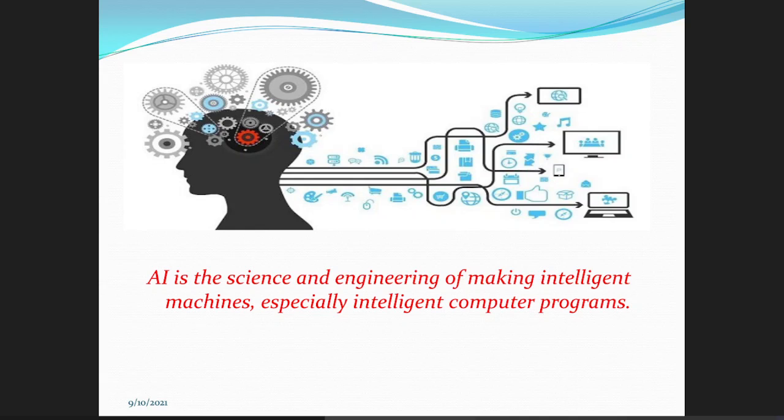If we go into the technical definition, AI is the science and engineering of making intelligent machines, or intelligent computer programs. So we are making programs that work intelligently. And how do the programs work intelligently? They work with some sort of knowledge, some sort of information that we give to the system, to the machine. And this information is basically data that we are providing to the machine.